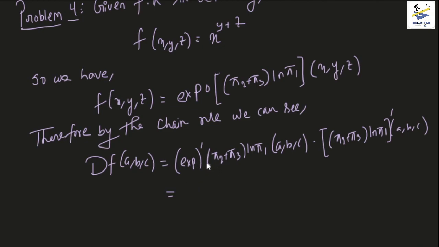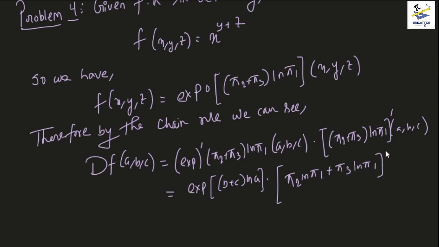into ln of pi 1, if you put it in the point a comma b comma c, it just becomes b plus c ln of a, right? It's basically exponential of b plus c ln of a. And now we have this derivative where we can see that it's just the derivative of pi 2 ln of pi 1 plus pi 3 ln of pi 1 at the point a comma b comma c.